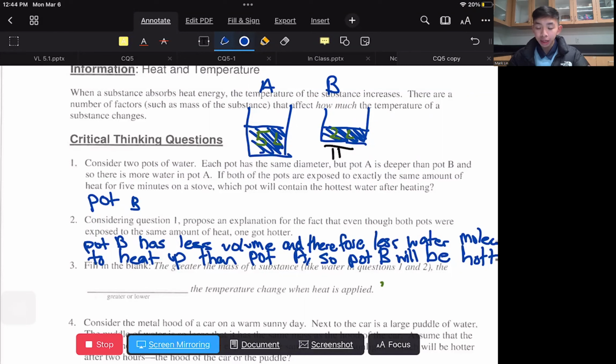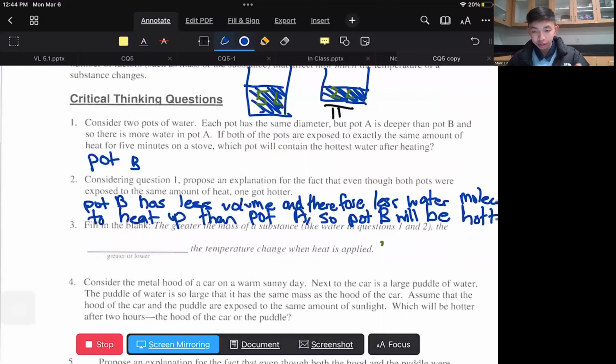So when heat is applied to both A and B, pot A will heat up slower and less because there's more stuff. It's the same thing I said in parts 1 and 2. Pot A has more stuff in it, so there's going to be a lower temperature change than pot B. Just more stuff to heat up.